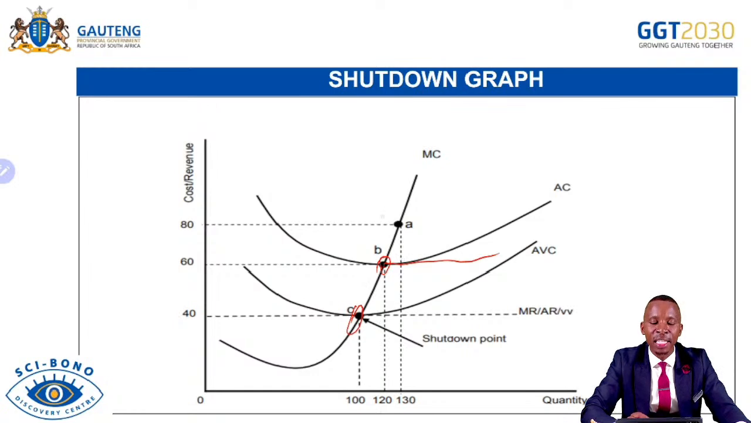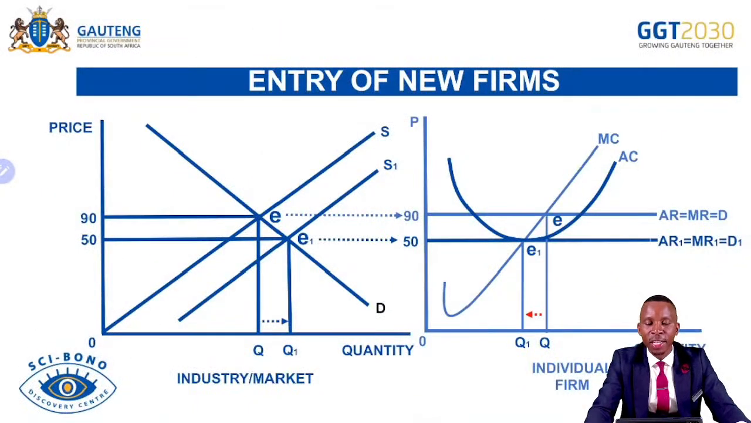If ever they say identify the supply curve, it's always the part of the MC that is upward sloping, above its lowest point. And then let's check the other graph: the entry of new firms. Be able to draw this graph, be able to interpret.